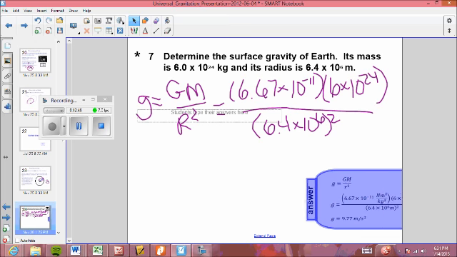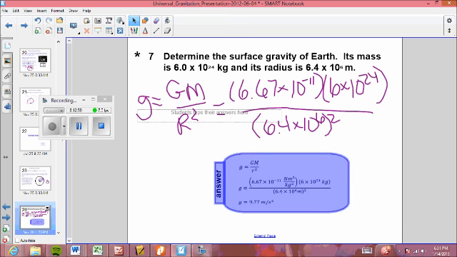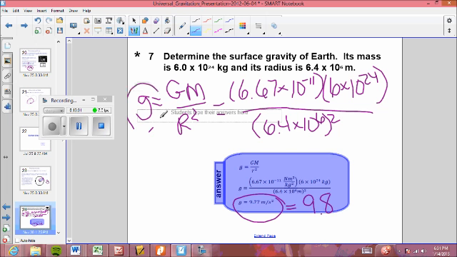And what you're going to get for your answer, and if you look, they just typed out what I did, is 9.7, which, when you round it, is close to 9.8, which is our g for Earth. Does it make sense now?